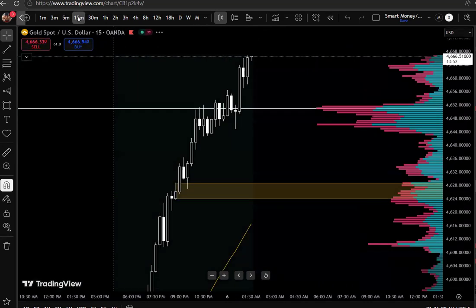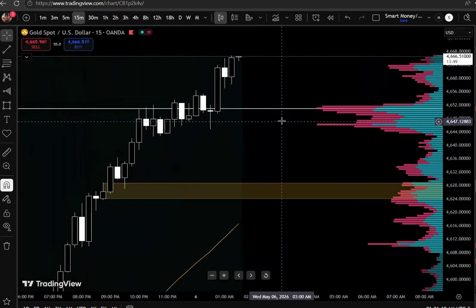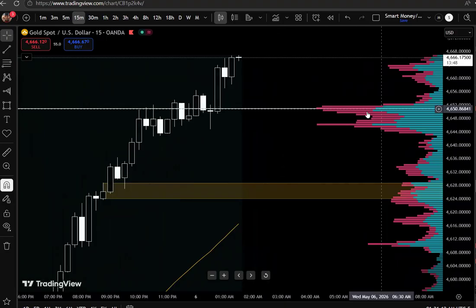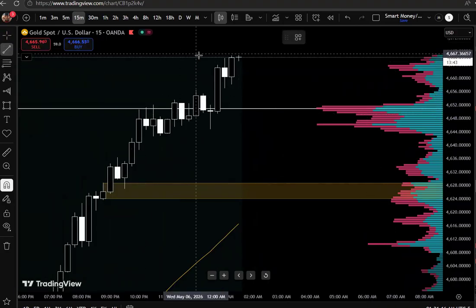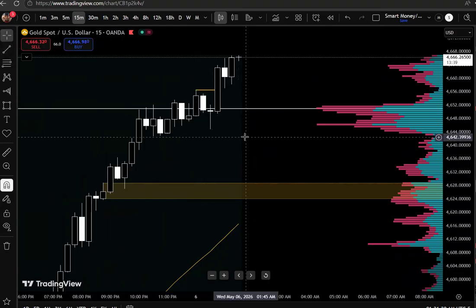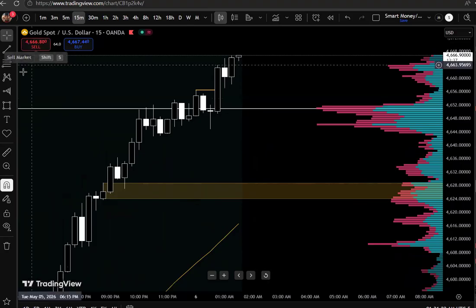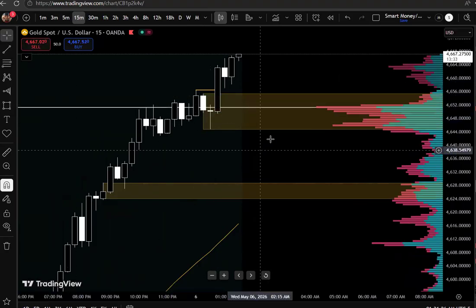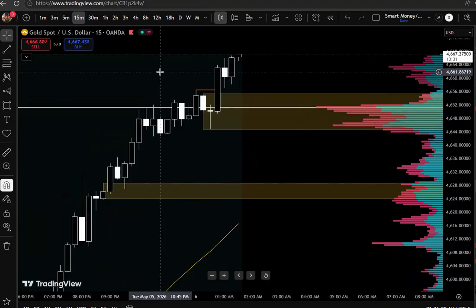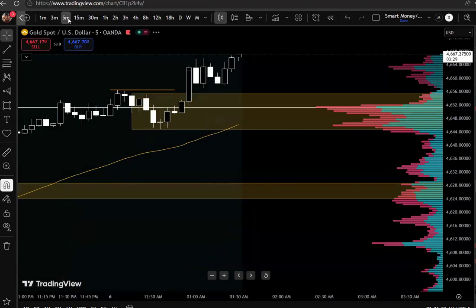Let's look at this one on a 15 minute. Okay. Look what we got. Now we got the point of control right here. All right. So we broke structure here and we got fair value. I look for price to come down, perhaps down up in there somewhere. And look, we got all this right here. Point of control.